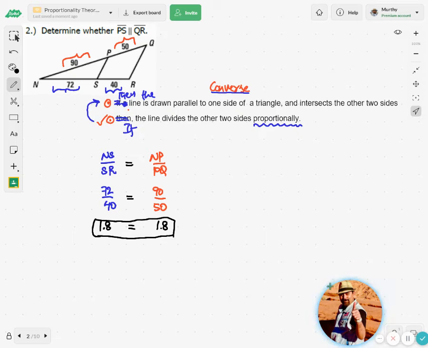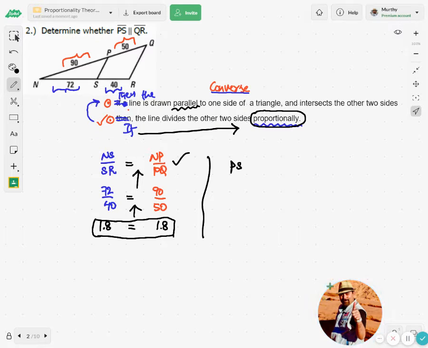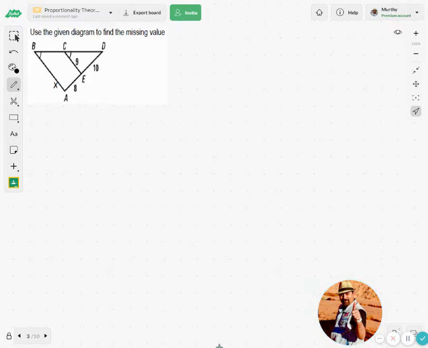Okay, I see that these two are equal, so I'm writing that these two are equal. Now, if two ratios are equal, then a proportion is formed. Therefore, if these sides are proportional, then I can state that these lines are parallel. Yes, I can say that. Therefore, PS is parallel to QR. So this was a question and I proved it. Okay, let's go to the next question.